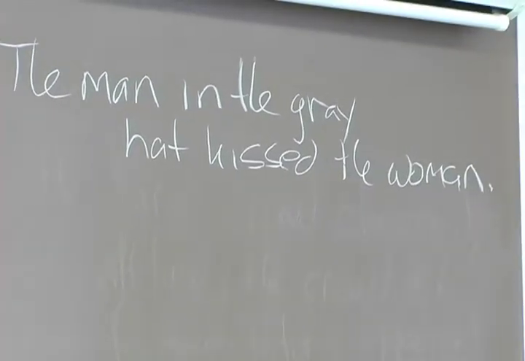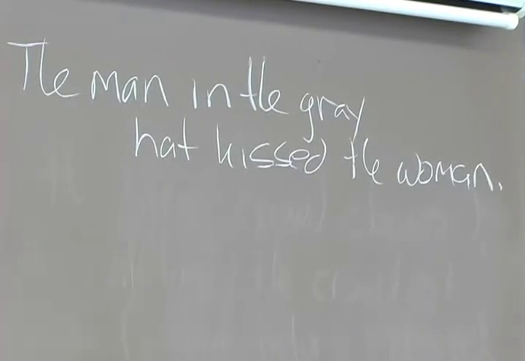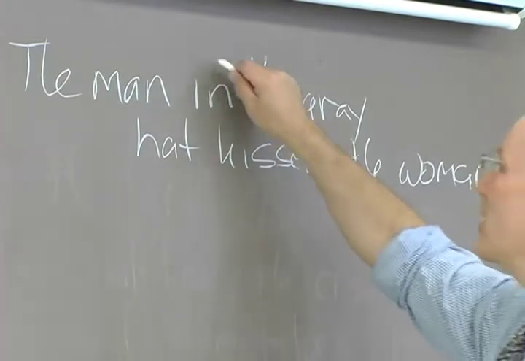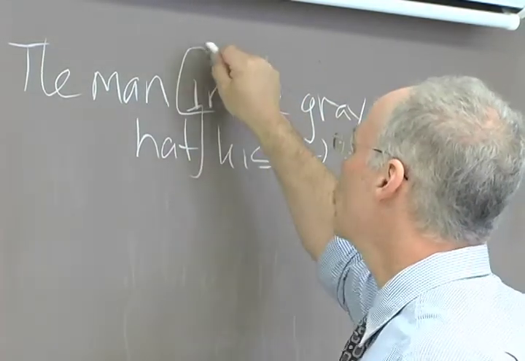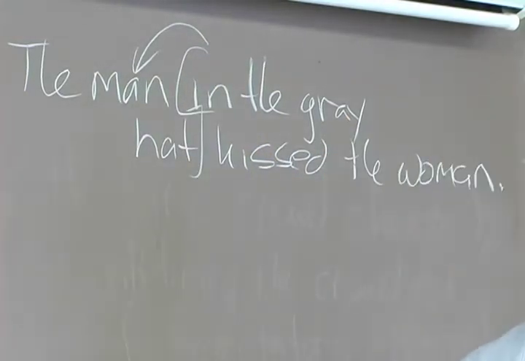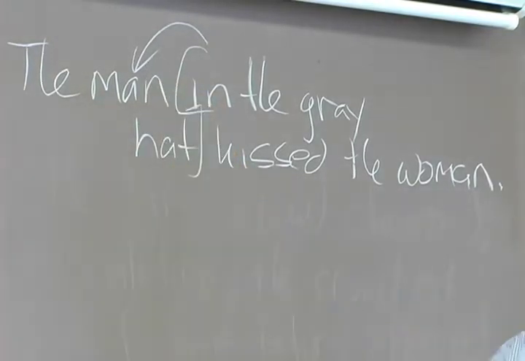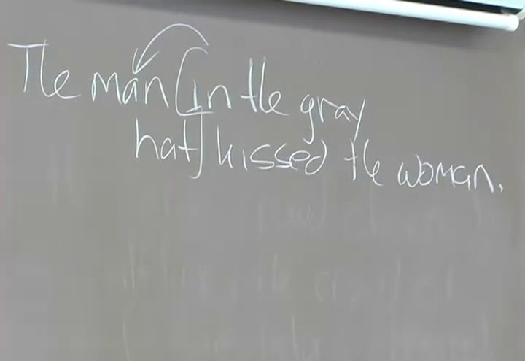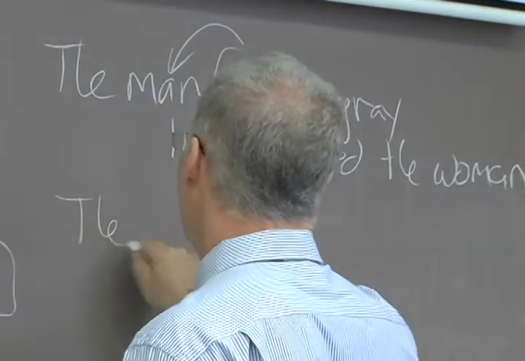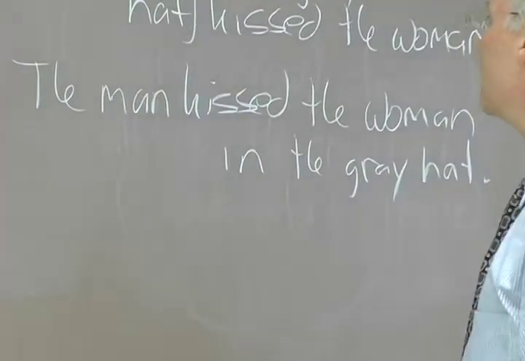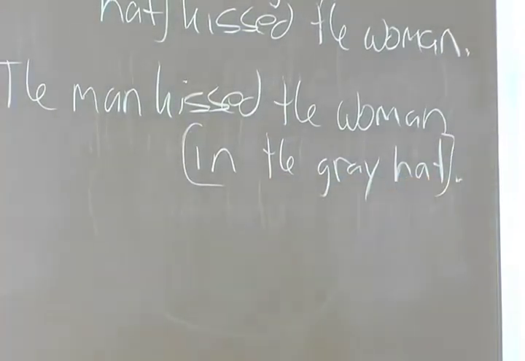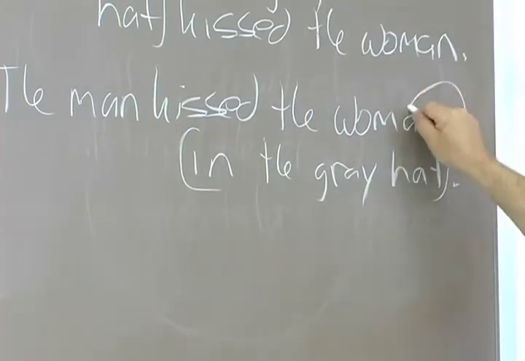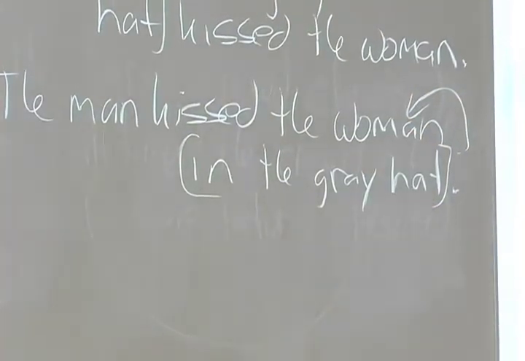If I ask you who's wearing the gray hat in this sentence, you're going to answer the man. Why? It's because in the gray hat is right next to man. The sentence says that the man was wearing the gray hat because in the gray hat is next to man. You wouldn't write the sentence this way if you meant that the woman was wearing the gray hat. You would write the sentence this way. In this case, in the gray hat is talking about woman, so you know it's the woman who's wearing the gray hat and not man.